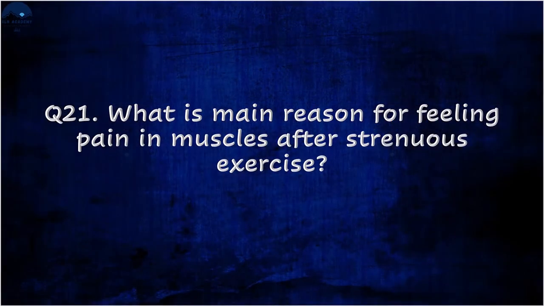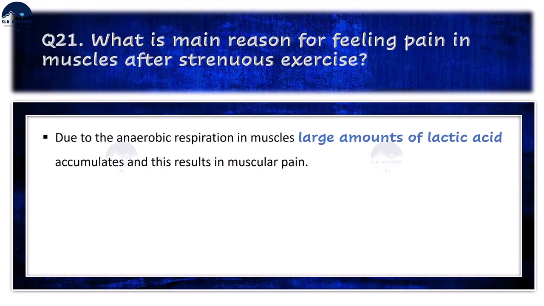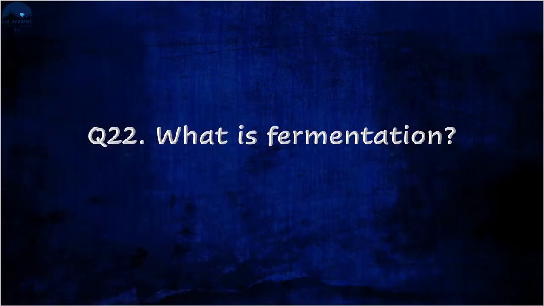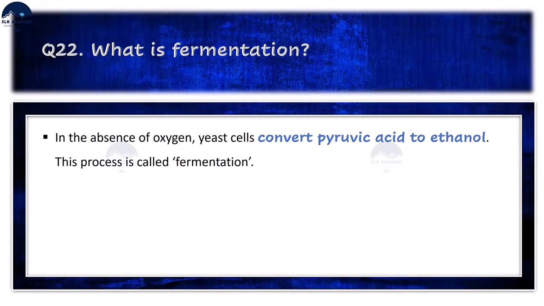Question 21. What is the main reason for feeling pain in muscles after strenuous exercise? Due to the anaerobic respiration in muscles, large amounts of lactic acid accumulate and this results in muscular pain. Question 22. What is fermentation? In the absence of oxygen, yeast cells convert pyruvic acid to ethanol. This process is called fermentation.